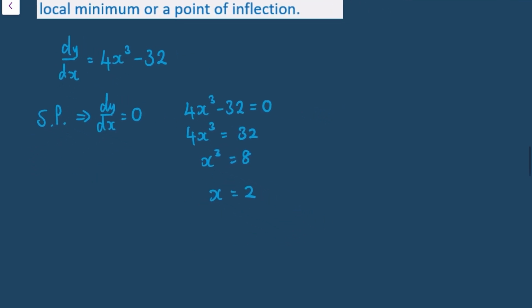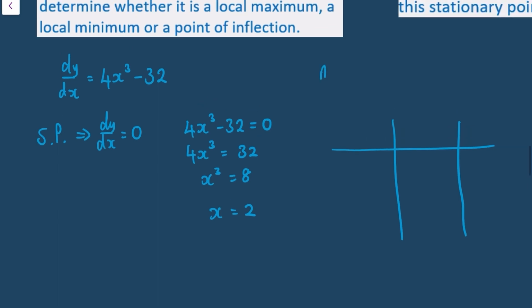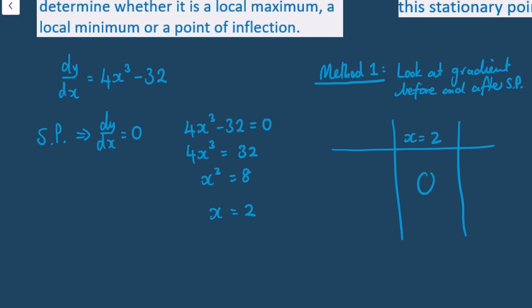Okay, so I can set up a table now that looks a little bit like this. This is one method. I should call this method 1. Method 1 is gradient. Look at the gradient before and after the stationary point. So I know when x is equal to 2, the gradient is 0. This is my gradient.